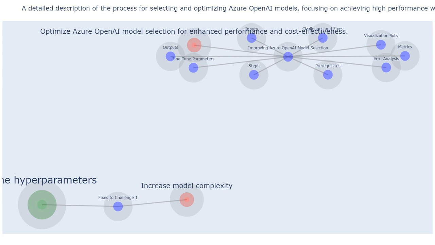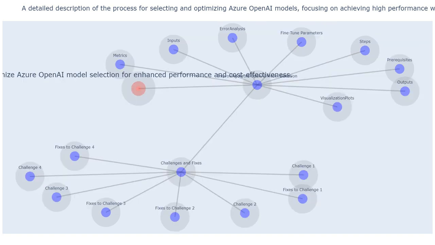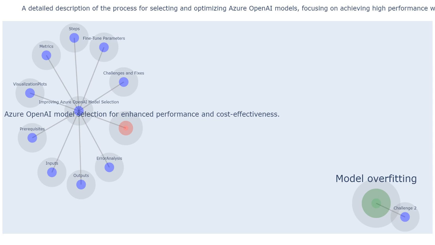Tuning hyperparameters refers to adjusting various parameters during model training, such as learning rate or regularization strength, to optimize the model's performance and prevent underfitting. Challenge 2. Model overfitting occurs when the model learns the training data too well, leading to excellent performance on the training set but poor generalization to new data.